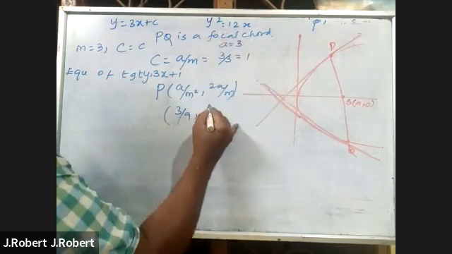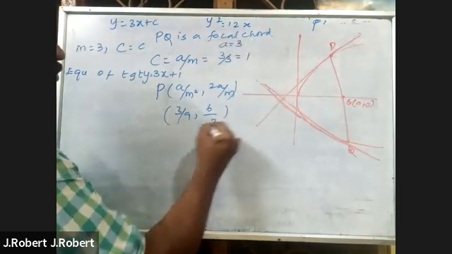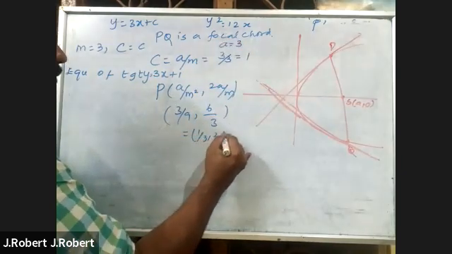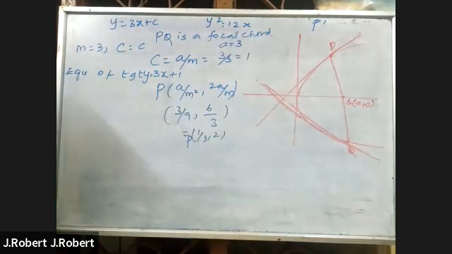2 into a, 6 divided by 3. So therefore we'll get 1 by 3, comma 2. This point is called P. So we have the point called 1 by 3 comma 2. So we'll get the point P as 1 by 3 comma 2.